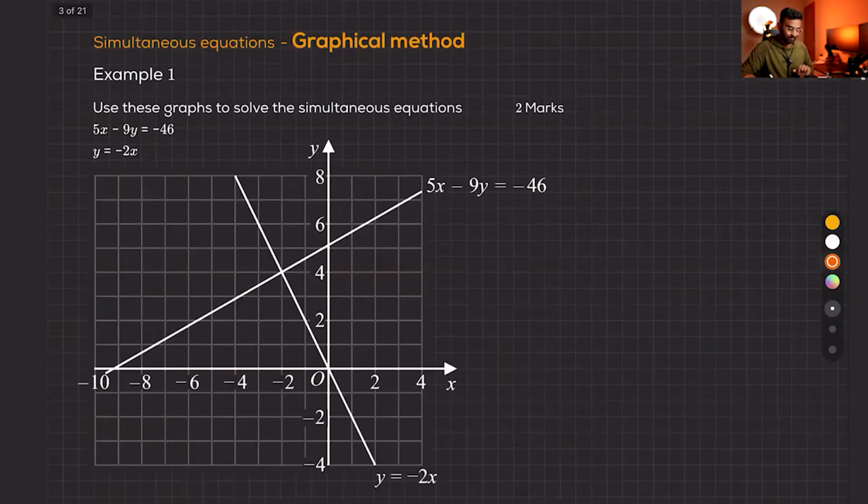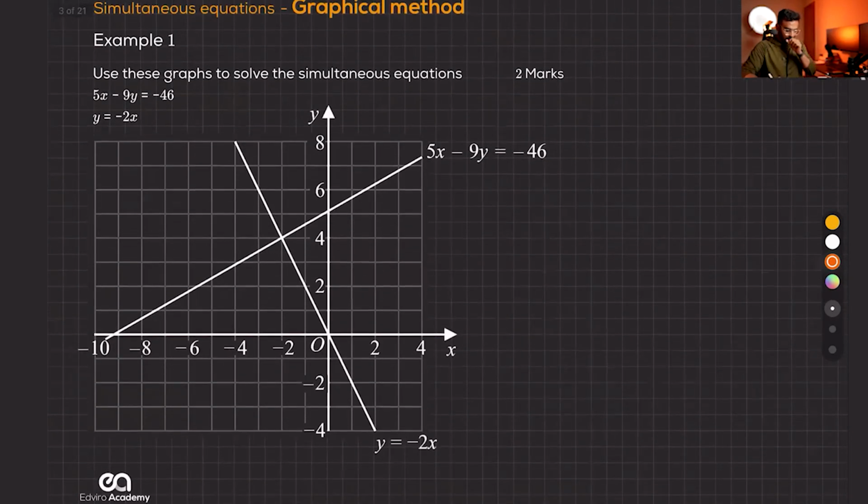Exam style question. 2 marks. Fire away the answers, guys. Okay, so let's go through this first. Use these graphs to solve the simultaneous equations. Do you see that? All right. Yeah, elimination in year eight. Not too sure. Maybe that could be a different method.